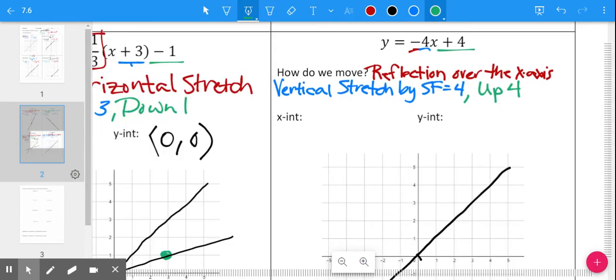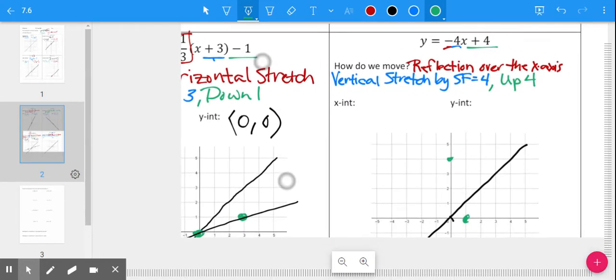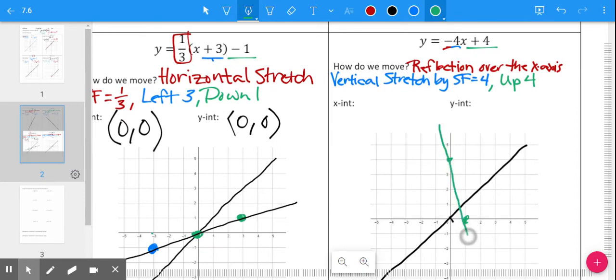So we have our parent function. And I'm going to take that and I'm going to go up 4. And then I need to reflect it. So now I know it's going to go down instead of up. And it's going to stretch by a scale factor of 4. So instead of it going down 1, right 1, we're going to go down 4, right 1 because of that vertical stretch with a scale factor of 4. So our next point is actually going to be right there. So that takes us down 4 and to the right 1 to represent that vertical stretch. And the reason it's down is because of that reflection.